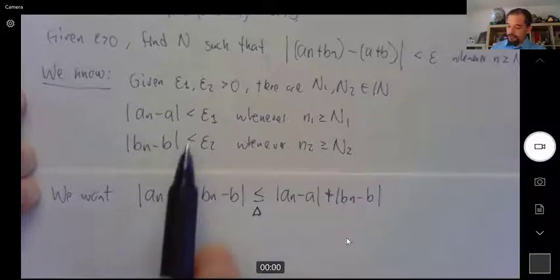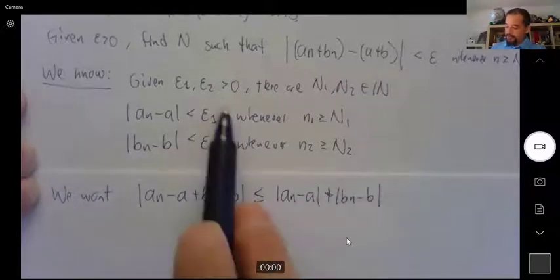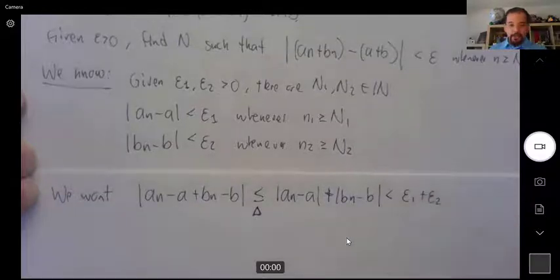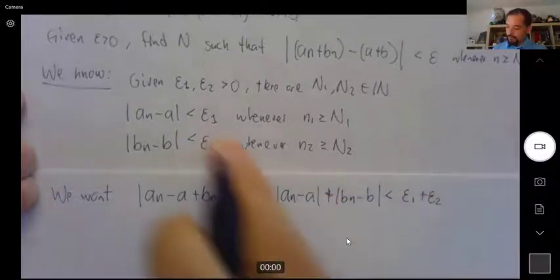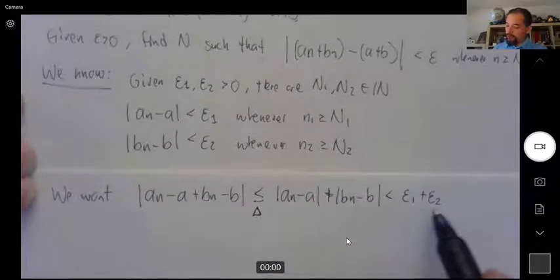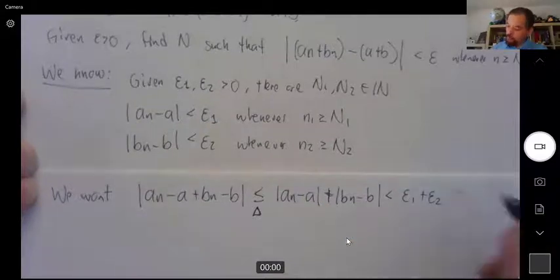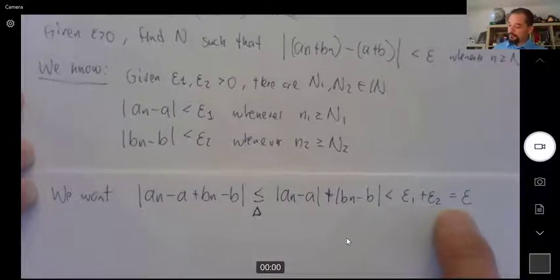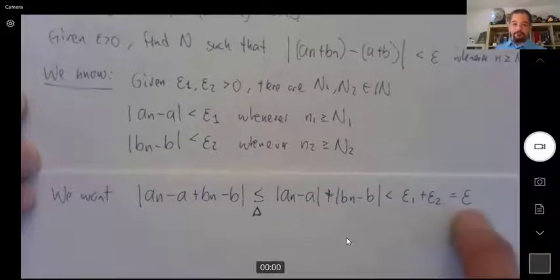Well, when we tag these inequalities here, these are going to be epsilon-1 plus epsilon-2, right? When we tag them over here. But that's not what we want. We want epsilon. So we want this to be epsilon. So that's what we need to do. We need to pick epsilon-1 and epsilon-2 so that when we add them together, we get epsilon.